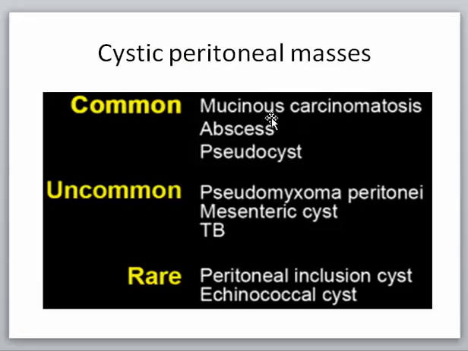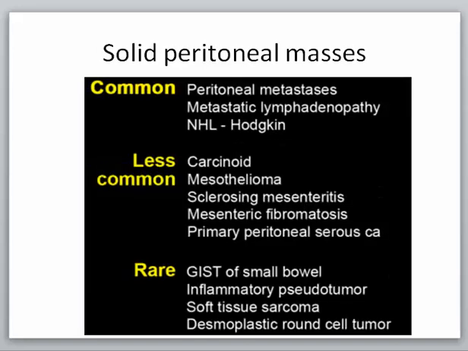Cystic peritoneal masses could be mucinous carcinomatosis, abscess, or pseudocysts. Uncommon are pseudomyxoma peritonei, mesenteric cyst, and TB. Mesenteric cyst, of course, has another synonym, lymphangioma, and rarely we can find inclusion cysts or hydatid. Solid peritoneal masses commonly are deposits or lymph nodes. We might include also the mesotheliomas, carcinoid, and sclerosing mesenteritis, and rarely GIST.